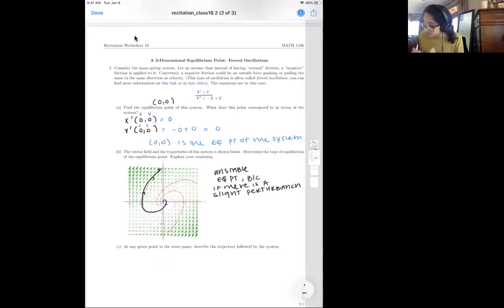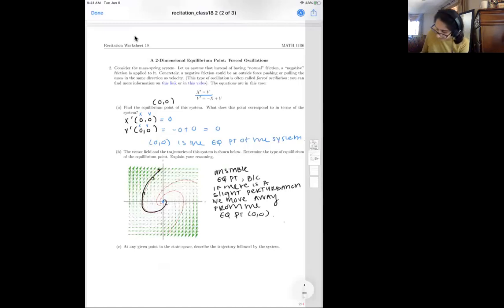So if there's a slight perturbation, we move away from the equilibrium point, 0, 0. And that's why it's unstable. Specifically, it's called an unstable spiral because as you can see, the trajectories are in a spiral formation.